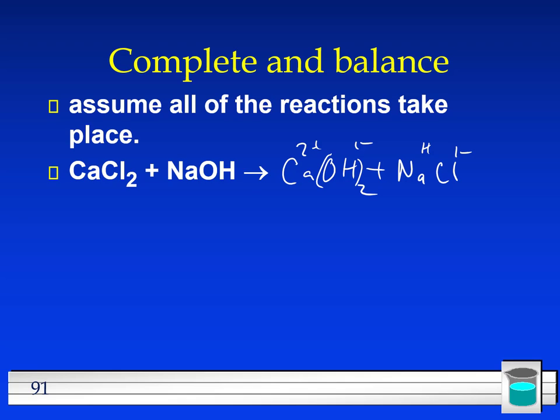Now I've got to balance it. 1 Ca, 1 Ca, 2 Cl, so I've got to put a 2 in front of NaCl. That gives me 2 Nas, so I've got to put a 2 in front of NaOH. That gives me 2 OHs, which I was looking for anyway.